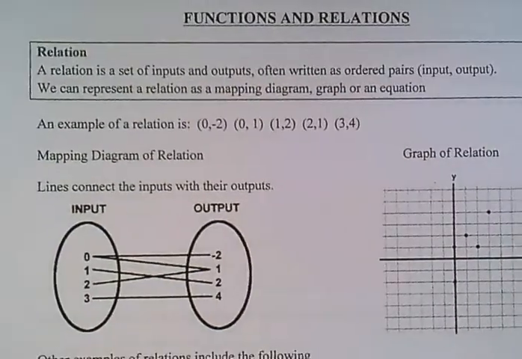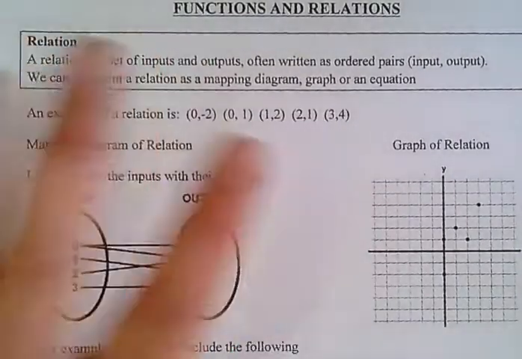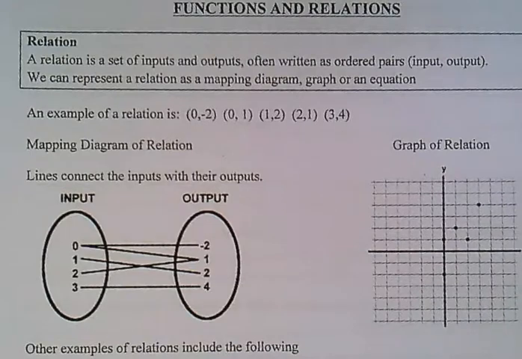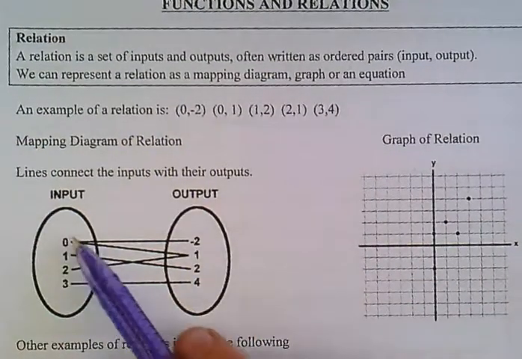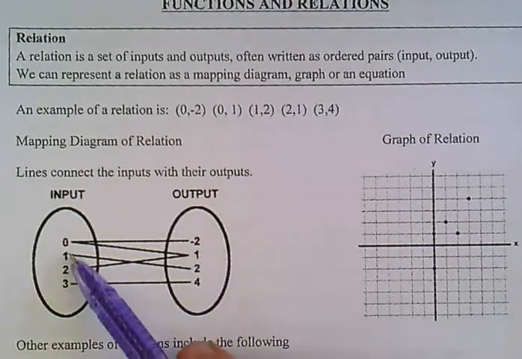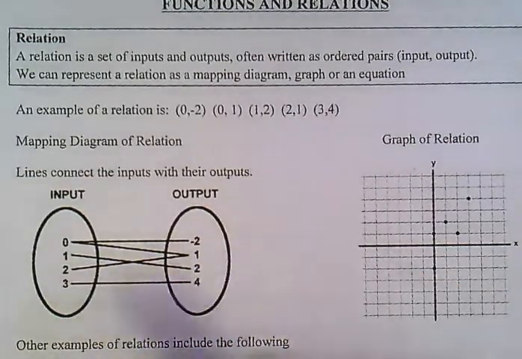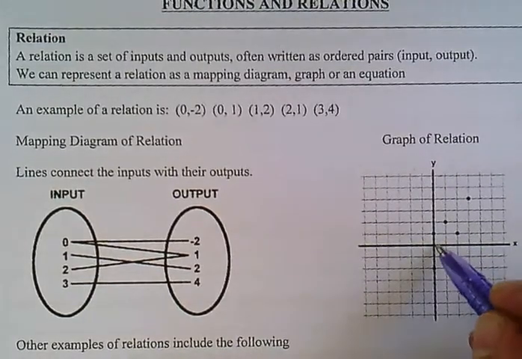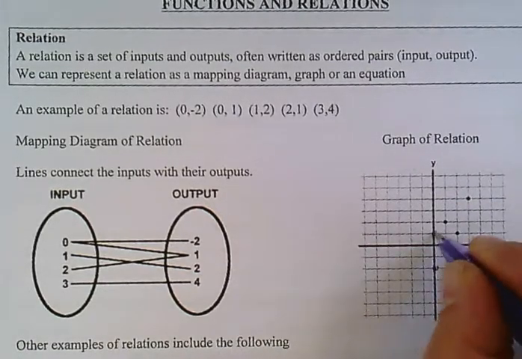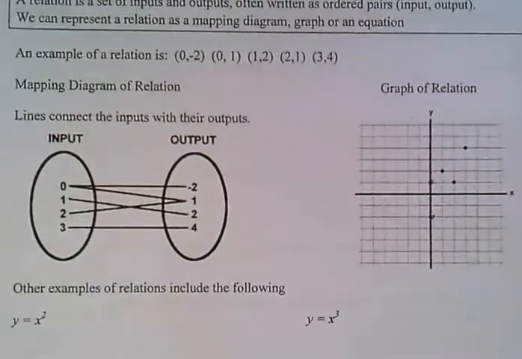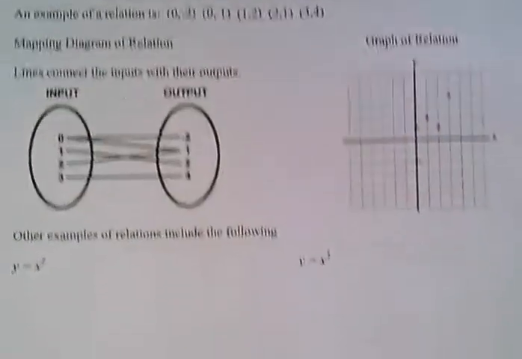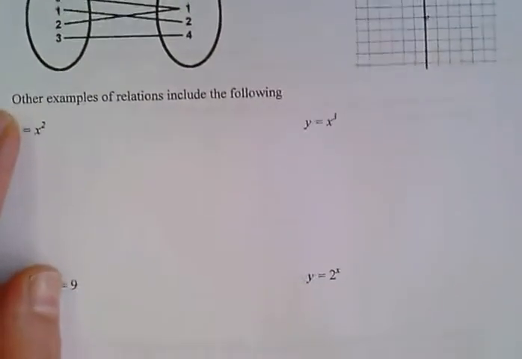So these are relations. Pretty much, if you've got an x and a y value or an input and an output, it's a relation, but not every relation is a function, which we're going to discover on the next page. Okay, now, here is an example of a relation. See, (0, -2), (0, 1), (1, 2), (2, 1), (3, 4). Or I could have graphed them here. I could either do it like this, input output, or I could graph it, all right? They're just relations. All those points are graphed here as well. So they're relations. But other examples are these.